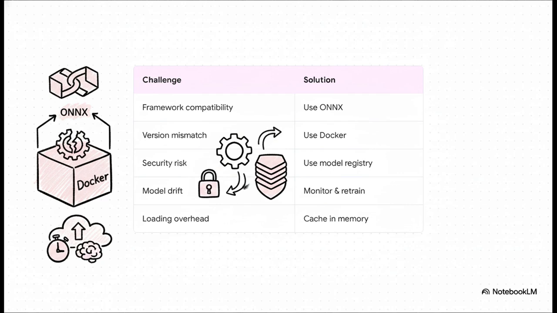Think of this as your little cheat sheet. Worried about models working across different frameworks? The solution is ONNX. Afraid that different library versions on your server will break your model? The solution is Docker. Concerned about security and organization? The solution is a model registry. For every common problem, there's a well-established, effective solution.